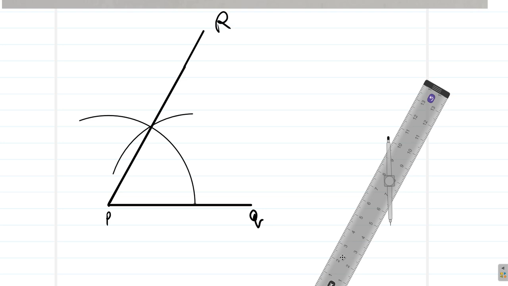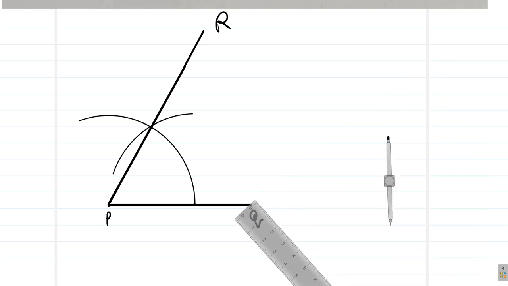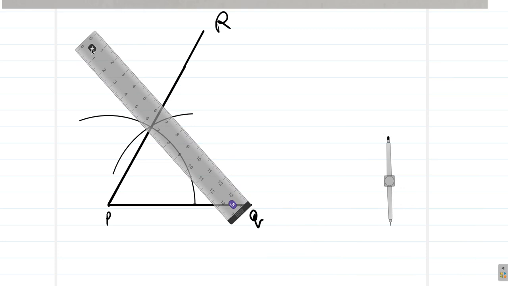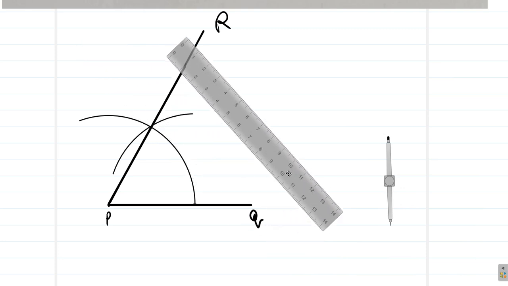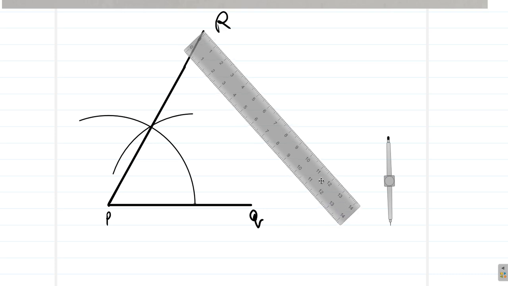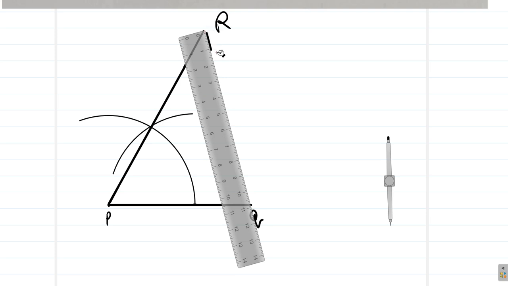And then of course you're going to join Q and R. Let me draw this line. Alright, good. So there we go.